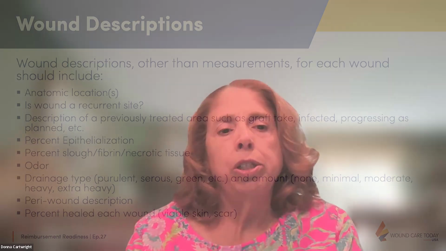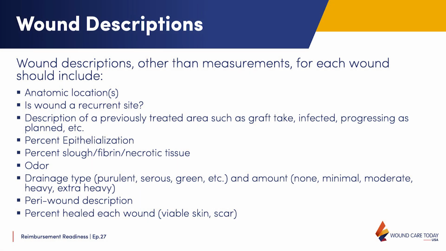So let's talk a minute about wound descriptions. Wound descriptions, other than the measurements for each wound, should include the anatomic location or locations for each wound. Is the wound a recurrent site? Is this an ulcer that has healed and recurred? Description of a previously treated area, such as graft take, infected, progressing as planned, etc.